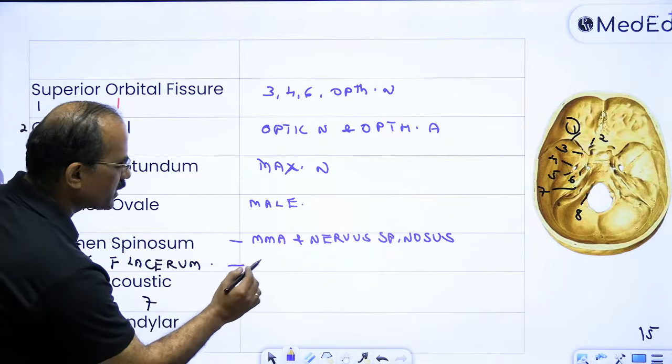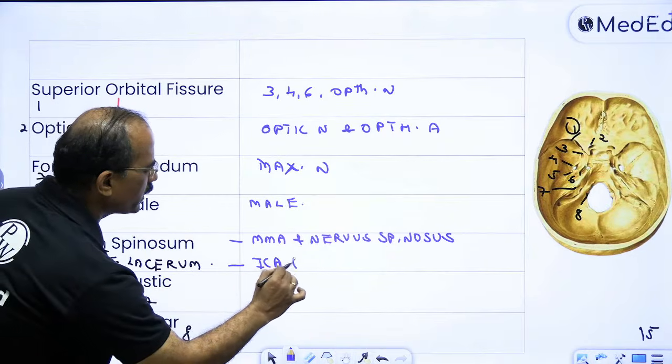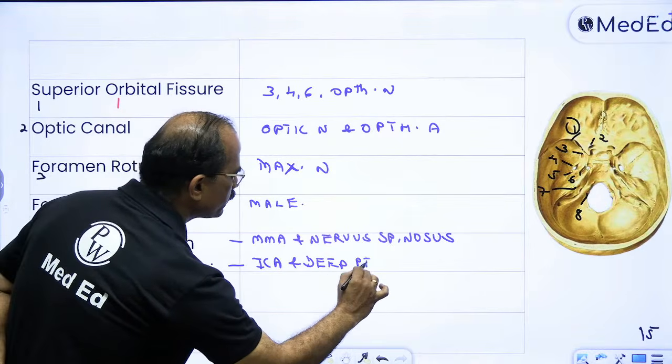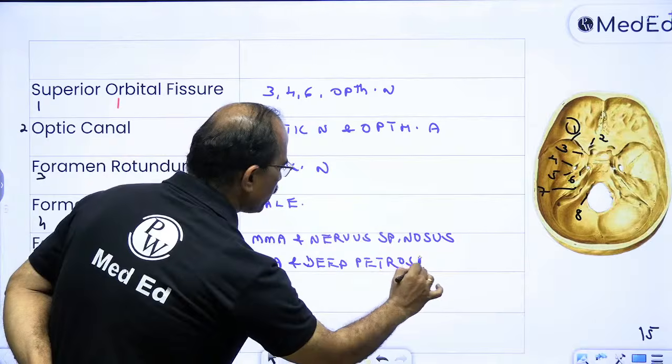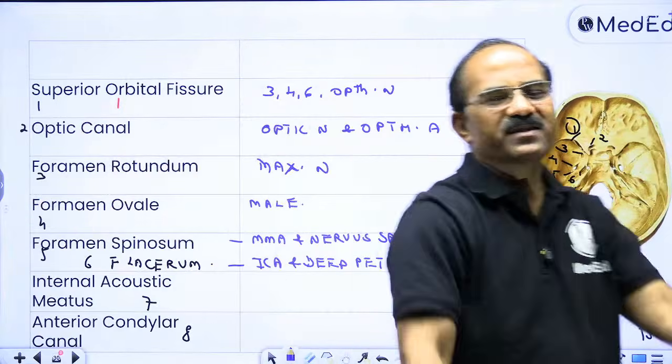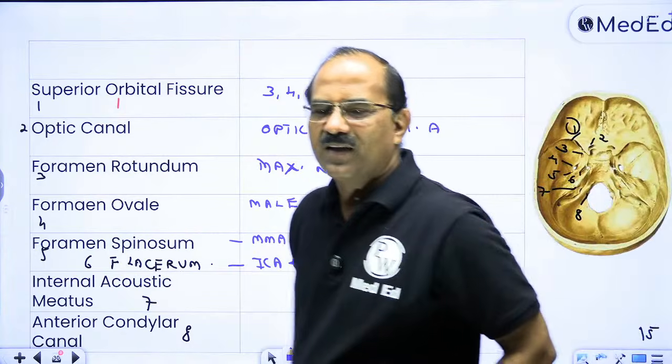What passes through the foramen lacerum? Internal carotid artery and the deep petrosal nerve. Deep petrosal nerve comes from the sympathetic plexus.